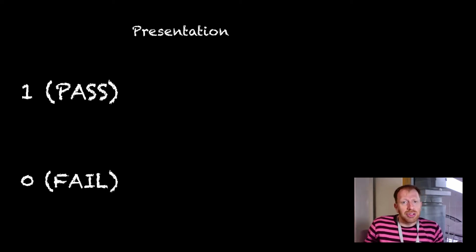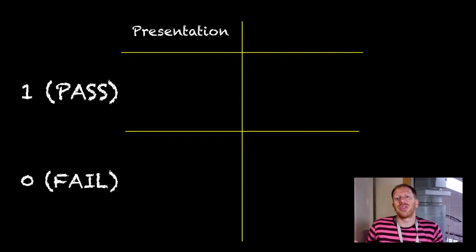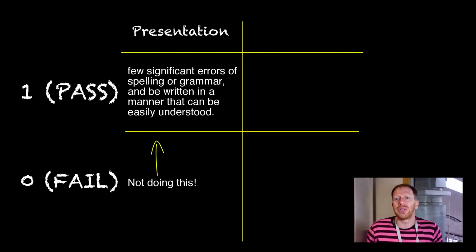First criteria is to do with presentation. To pass, your answer should contain few significant errors of spelling or grammar and be written in a manner that can be easily understood. The rationale for this criteria being quite simple: if it's not possible to understand what you're saying, then it's not possible to verify that you've actually passed.